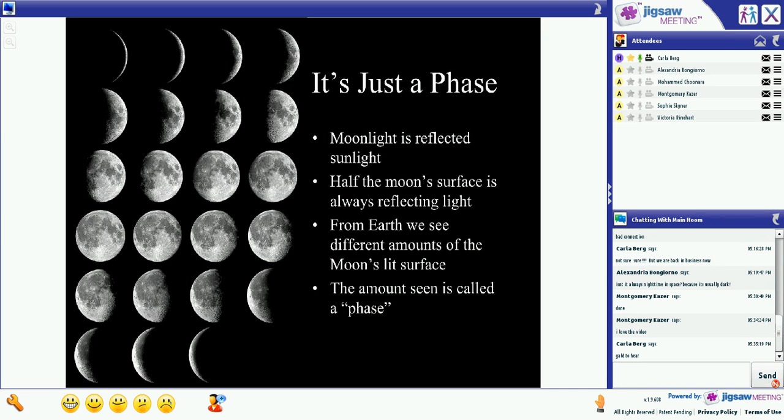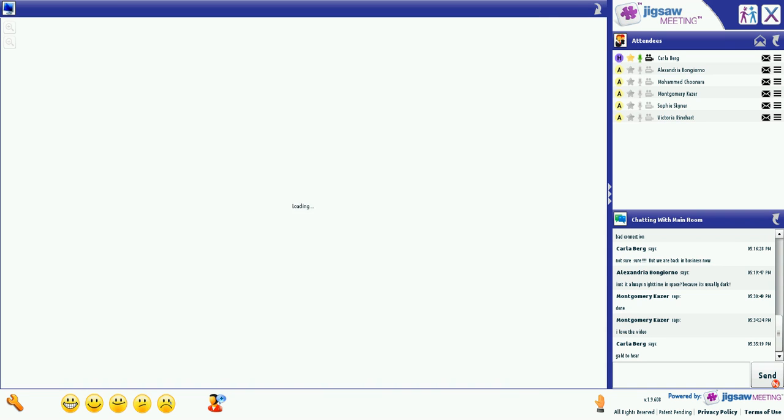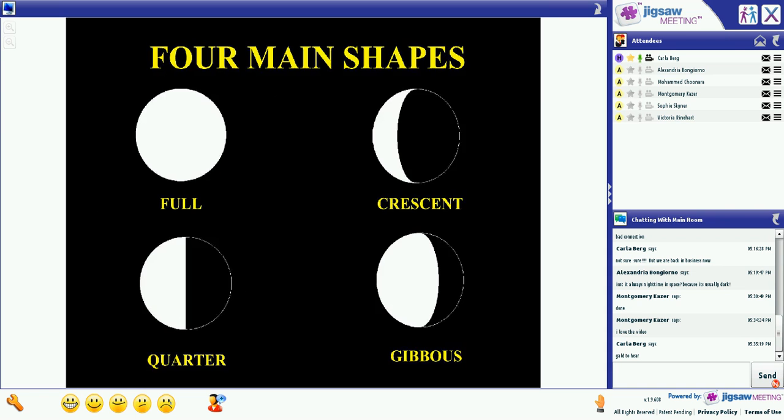If you look up here, these are the different phases of the moon. They all have technical names, and some of the names we are more familiar with than others. Here we go. These are the main 4 shapes of the moon. We have a full moon, a crescent moon, a quarter moon, and a gibbous moon. When we see a full moon, we are seeing the entire part of the moon that is reflecting the sun.